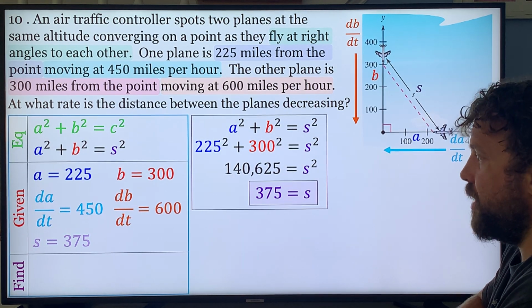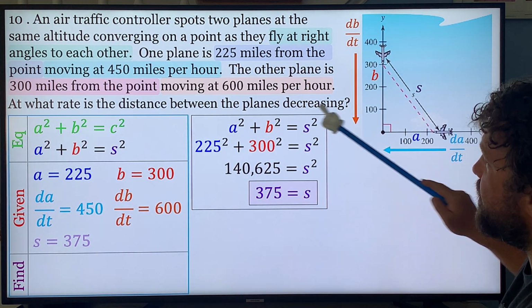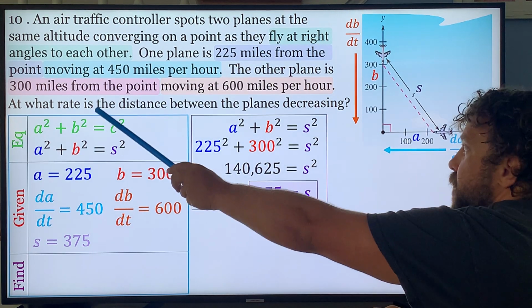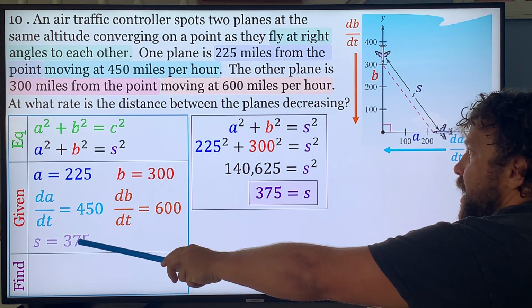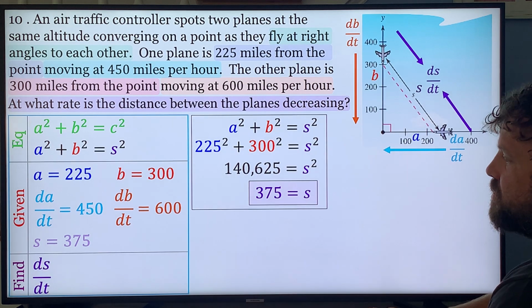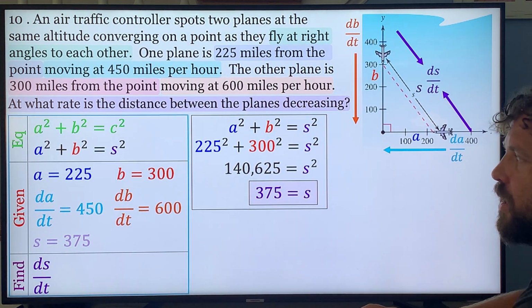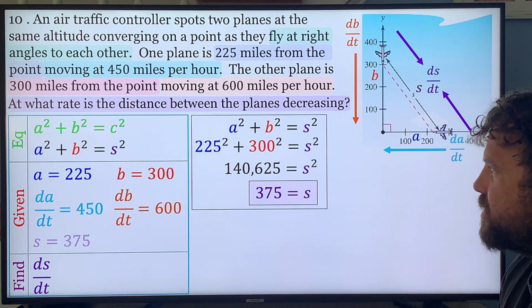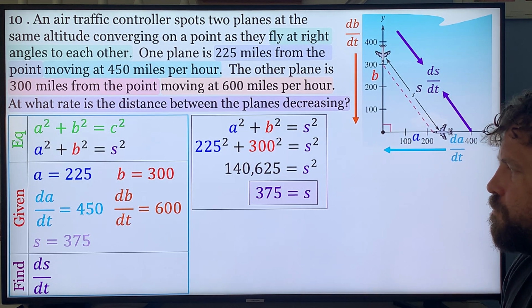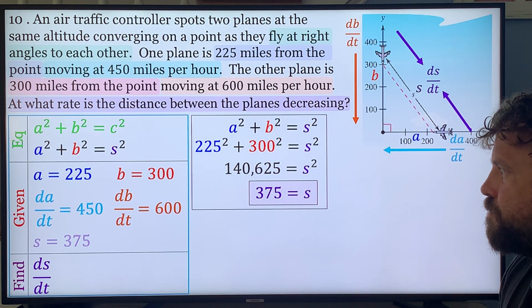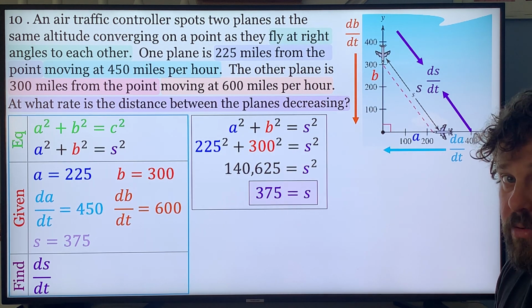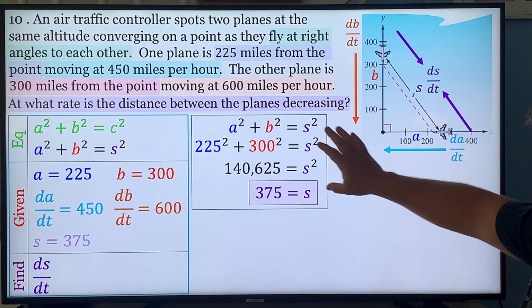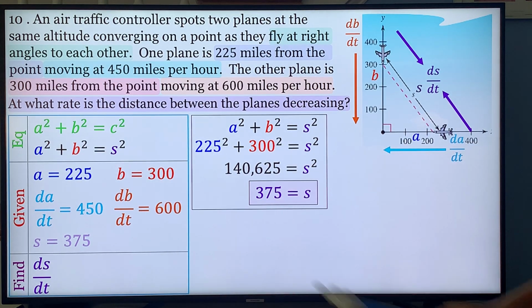Now, what are we trying to find? At what rate is the distance between the planes decreasing? The rate of the distance, dS/dt. You're probably going, whoa, what is going on? Because you found all that, everything else is easy. See, look, I need all the space just to find stuff. So what do I do with this equation?